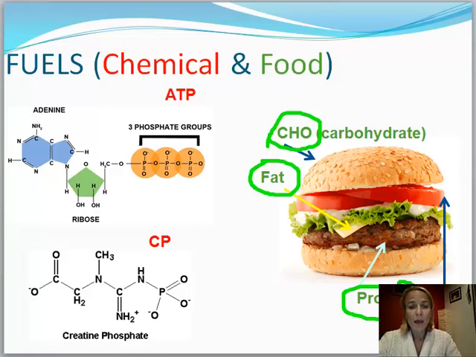Vitamins and minerals are essential for a healthy body, for cells to perform their functions. However, it's the carbohydrates, fats and proteins that contribute to energy. So they're the fuels that we look at and that help to produce and resynthesize ATP.